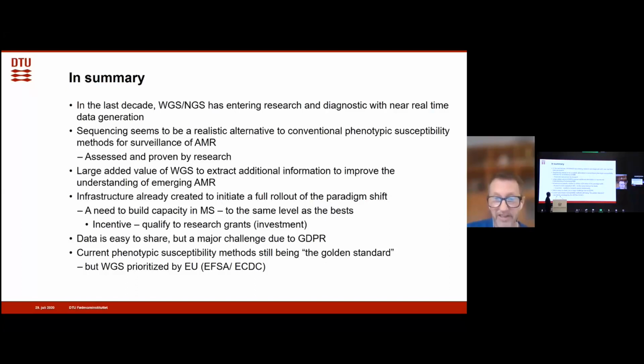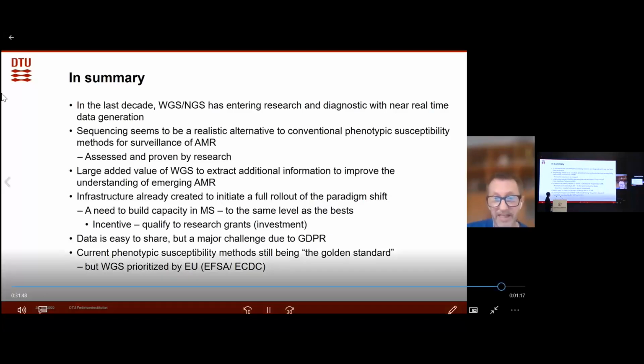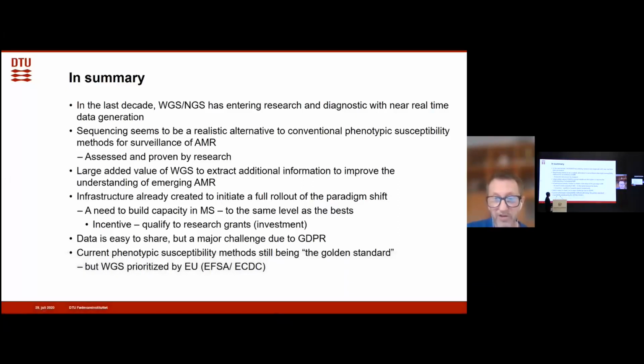So for the next 4 years, DTU will start building the capacity for Salmonella, E. coli and Campylobacter in local public health laboratories, but also for healthcare-associated infections, such as Klebsiella for ECDC, and at the same time expand building capacity in member states for the Commission and EFSA. So I hope that you can see that this is the way forward for the future surveillance of AMR based on whole genome sequencing.